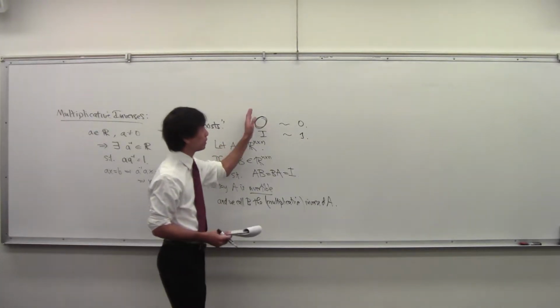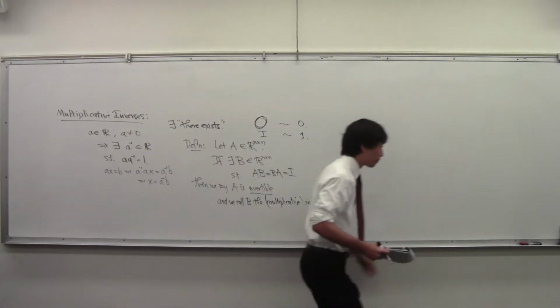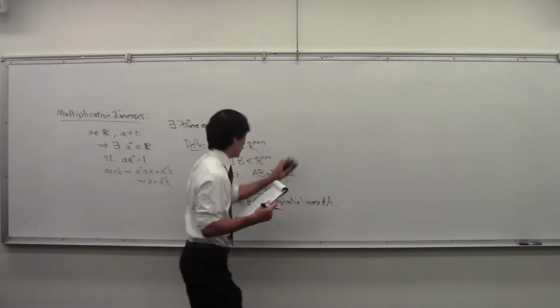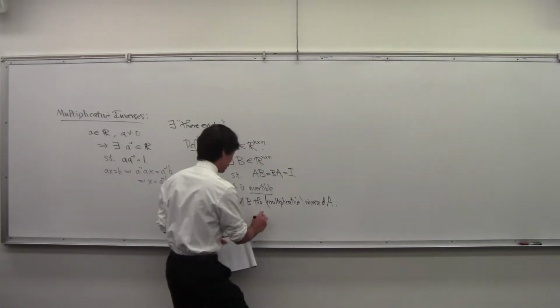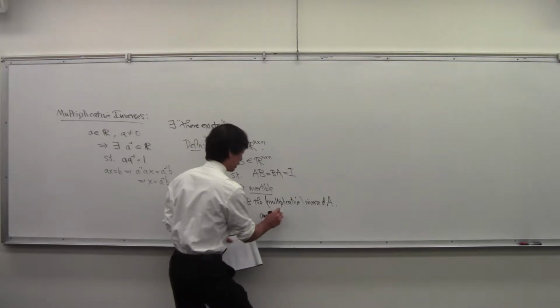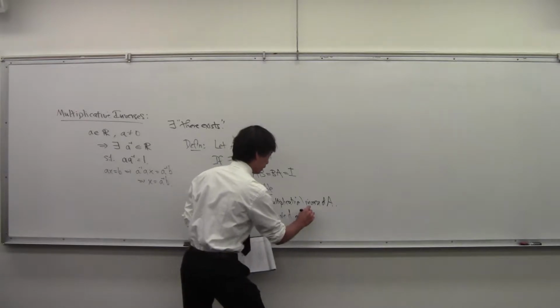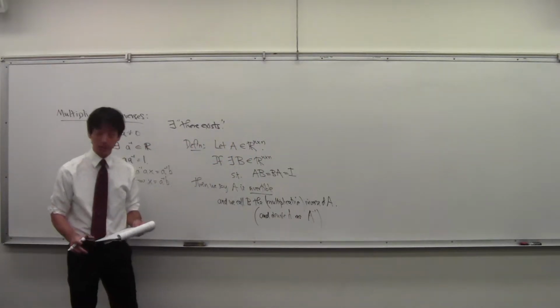So these guys are matrices, these guys are numbers. We call B the multiplicative inverse of A, and denote it as A inverse. That's the notation for it.